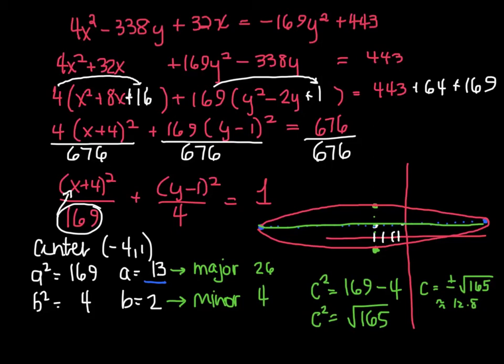So this is going to be a foci, and this is going to be a foci. And the ordered pairs of the foci will be plus or minus from negative 4. So I'm going from negative 4, I'm adding square root of 165, or I'm subtracting square root of 165. And the y value is going to stay at 1.